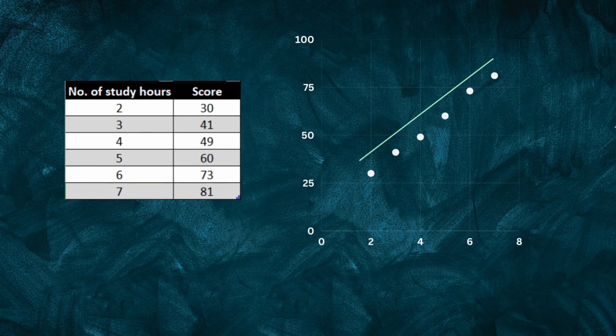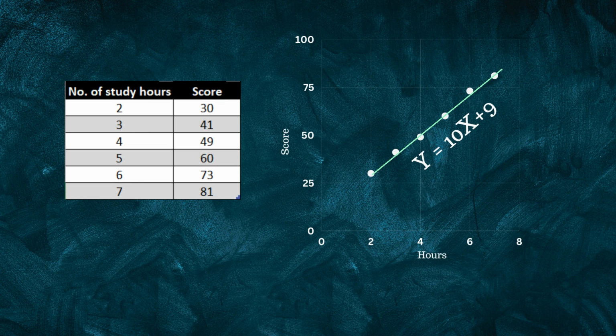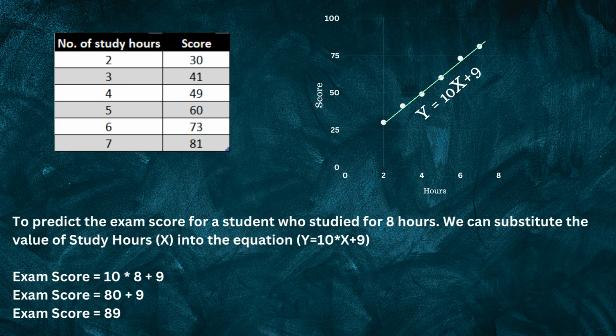Using the least square method discussed earlier, let's assume that we got this line. The slope of this line is 10 and the intercept is 9, resulting in the equation y = 10x + 9, where y is the score and x is the number of hours. Let's say we want to predict the exam score of a student who studied for 8 hours. We can substitute the value of study hours x into the equation. According to our linear regression model, a student who studied for 8 hours is predicted to score 89 on the exam. Hope this example clarified simple regression for you.